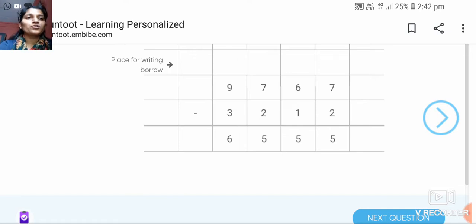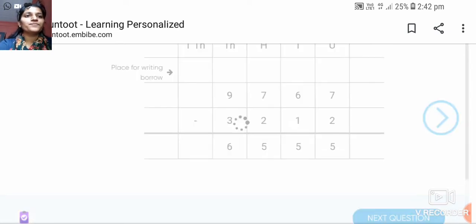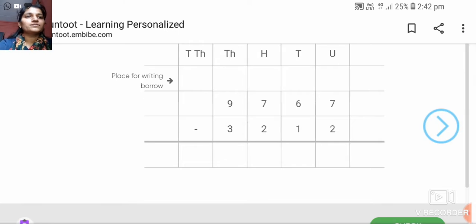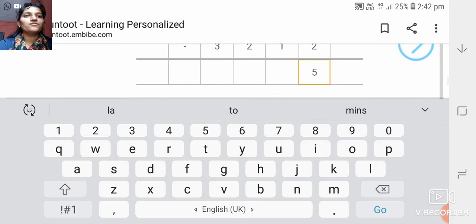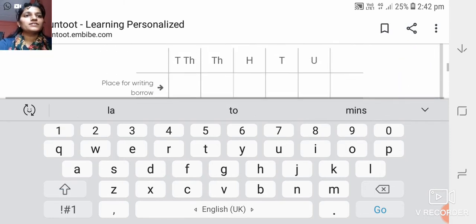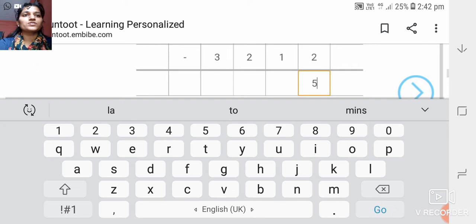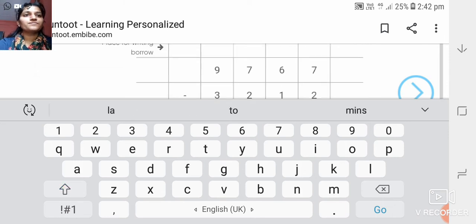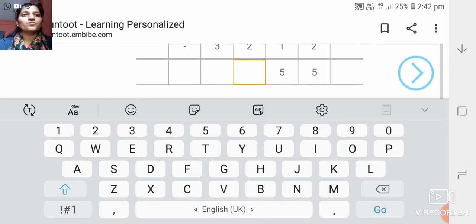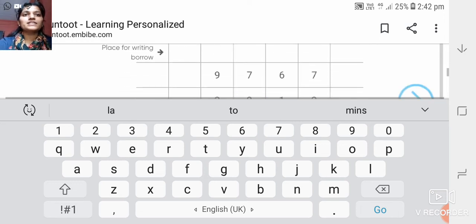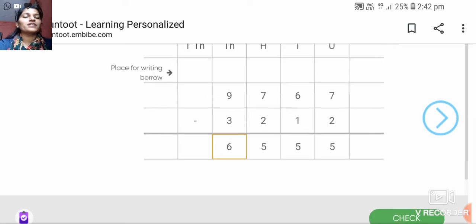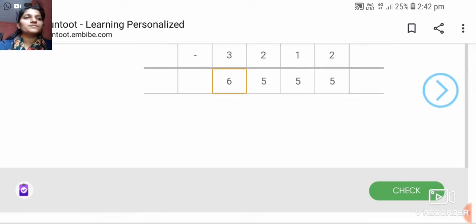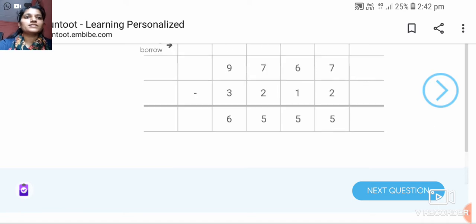So we are going to solve one more question in this subtraction of 4-digit number. 7 minus 2, 5. Here in the tens place we have 6 minus 1. So 6 minus 1, 5. Hundreds place 7 minus 2, 5. Thousands place 9 minus 3, 6. So this is our answer, 6555. Let's check the answer. Yes, the answer is correct. Next question.